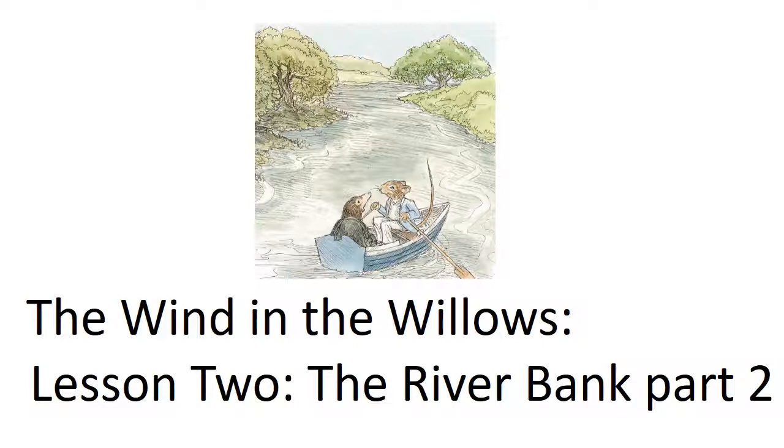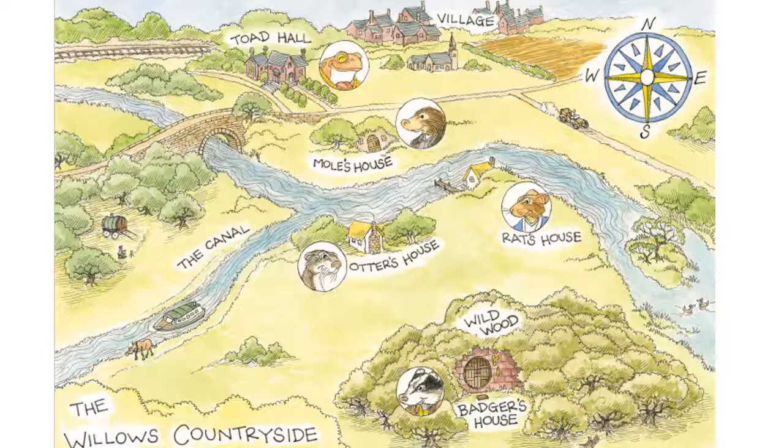We are in CKLA Domain 1 for 3rd grade, The Wind in the Willows. This is Lesson 2, The Riverbank, Part 2. Here again is our Willows countryside where all of the characters in our story are located, and we'll be talking about them and the places they live.